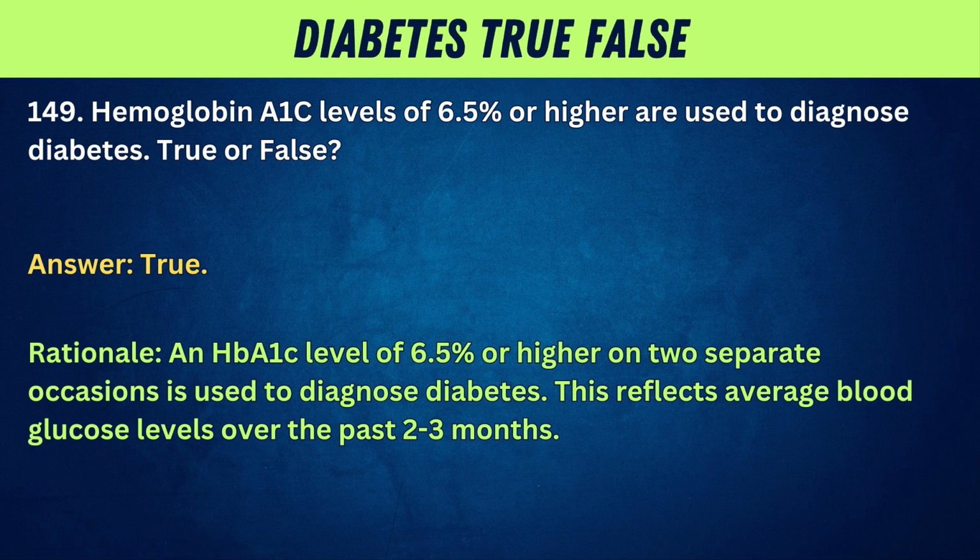149. Hemoglobin A1C levels of 6.5% or higher are used to diagnose diabetes. True or false? Answer: true. Rationale: An HbA1c level of 6.5% or higher on 2 separate occasions is used to diagnose diabetes. This reflects average blood glucose levels over the past 2 to 3 months.